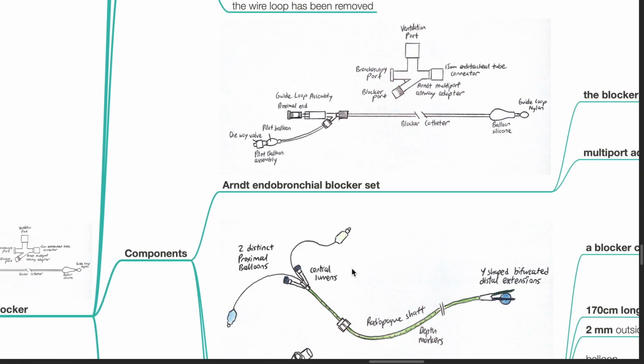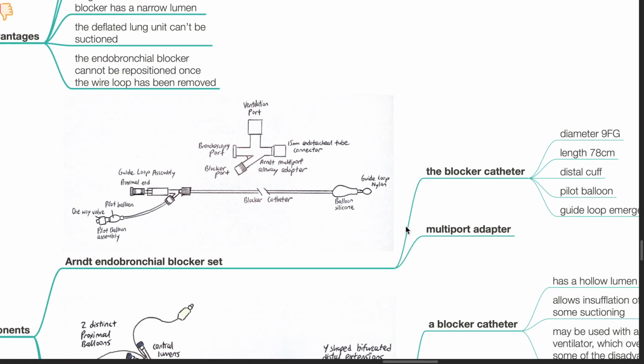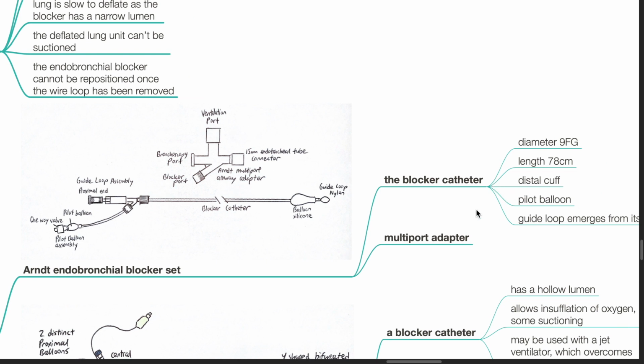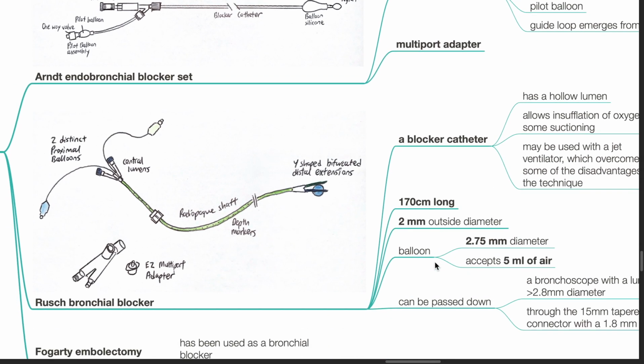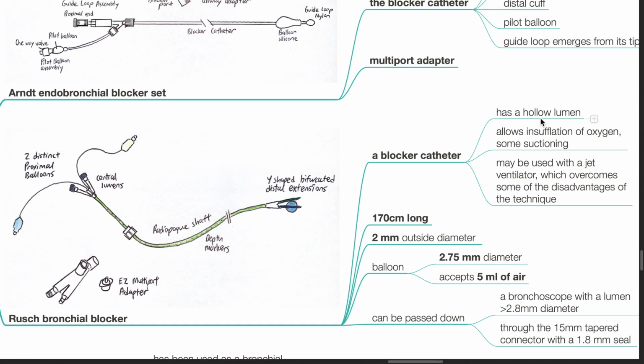Components: Arndt endobronchial blocker set. The blocker catheter has a diameter of 9 French, length 78 cm, a distal cuff, and a pilot balloon, with a guide loop emerging from its tip. There is a multi-port adapter. Rusch bronchial blocker: the blocker catheter has a hollow lumen and allows insufflation of oxygen and some suctioning.